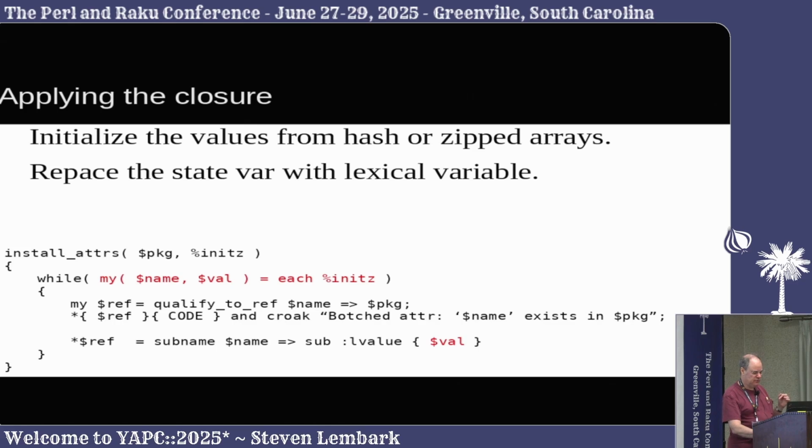And if I wanted to, I could also have initializers. If I passed in a list of key value pairs, I could initialize the value. And again, this my $val is alive only inside of the sub. Once I've gone through this loop, each of those values is now private. There is no way in except for the class accessor.